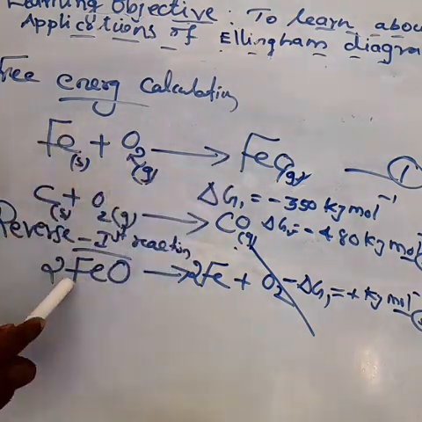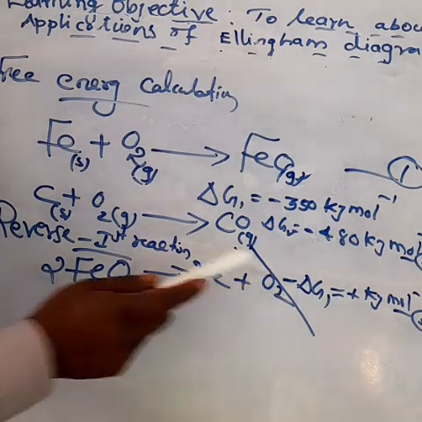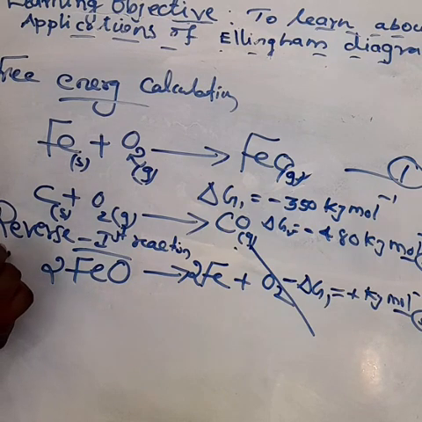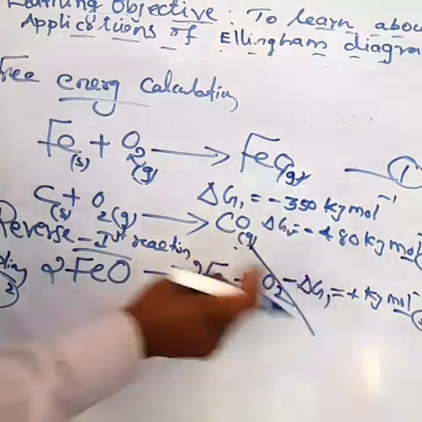So I am reversing the first reaction. So metal oxide gives metal plus oxygen. Okay, I wrote that one. Now I am going to couple the reaction, the third and second reaction. This is the third reaction.